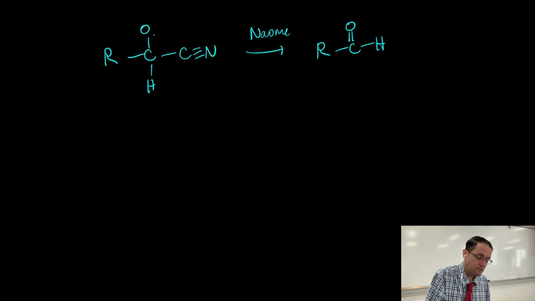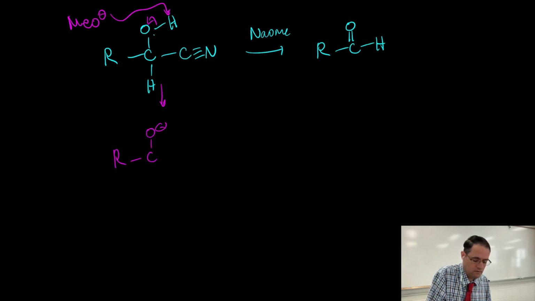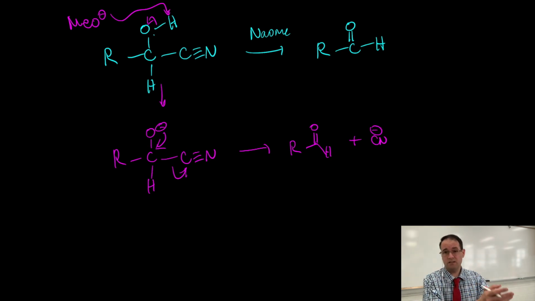Well, the book actually shows this step. I mean, they don't show anything else really. But methoxide is a base, and that can deprotonate here, okay? And this is the tetrahedral intermediate basically, and you can kick off cyanide to give you your aldehyde, okay? And cyanide is your leaving group. So those are the reactions.